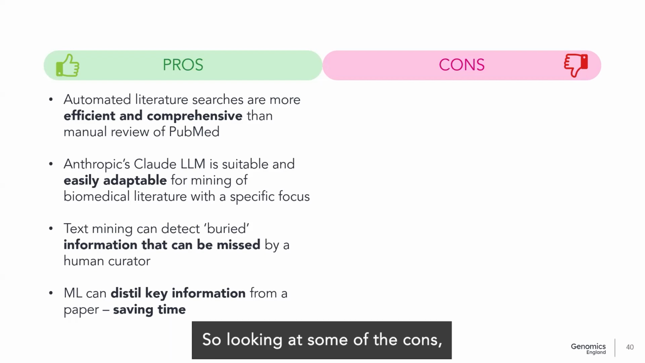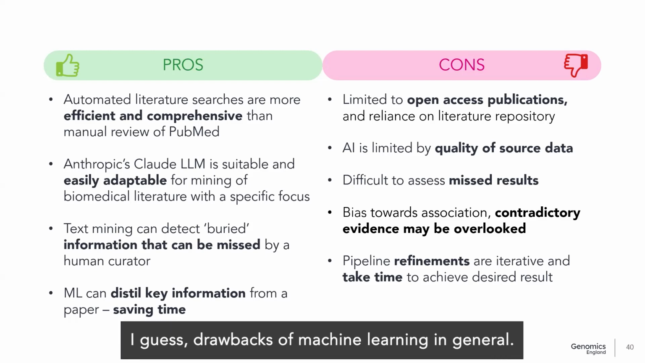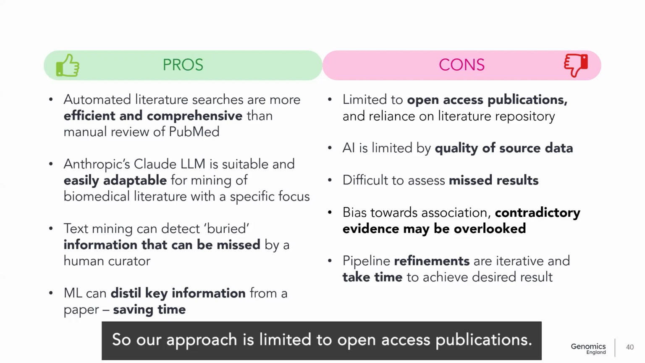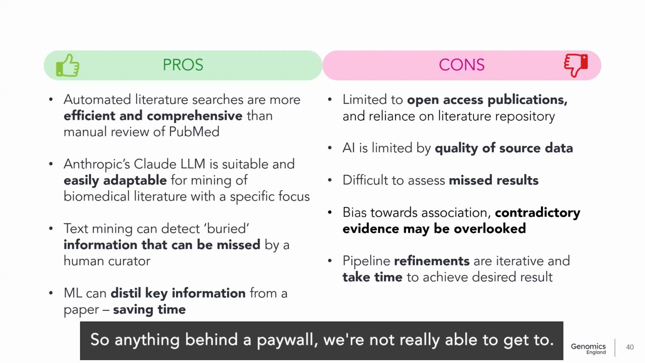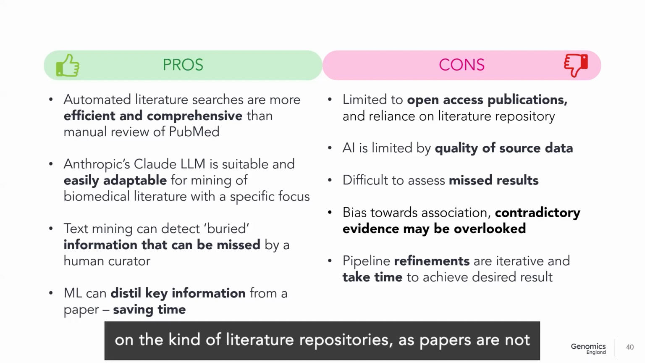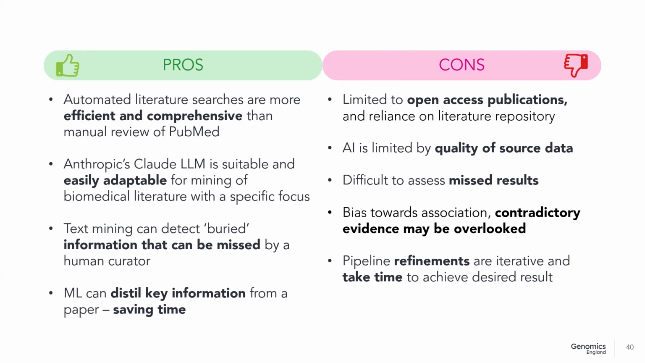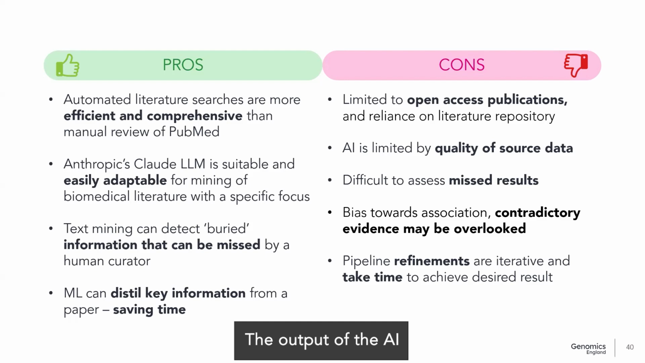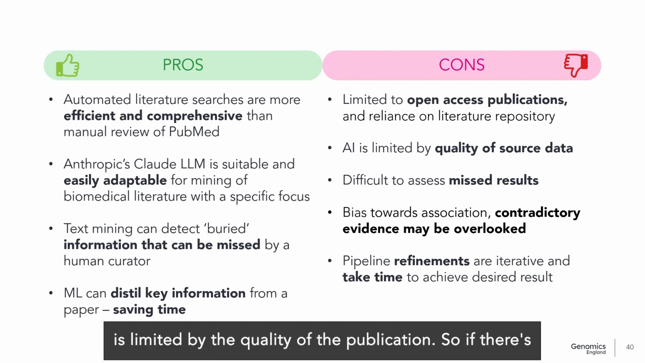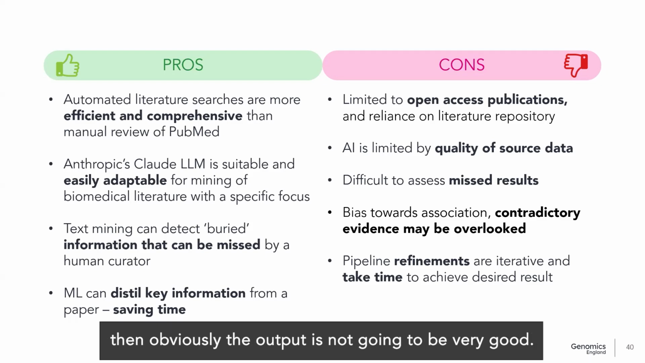So looking at some of the cons, a lot of these are very standard known drawbacks of machine learning in general. So our approach is limited to open access publications. So anything behind a paywall, we're not really able to get to. And as you can see with that gap in October, we are reliant on the literature repositories. If papers are not being put out there, then we're not able to apply the pipeline. The output of the AI is limited by the quality of the publication. So if there's not very much information in there, or if it's not great quality, then obviously the output's just not going to be very good.